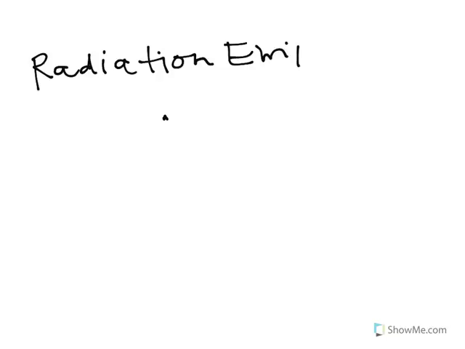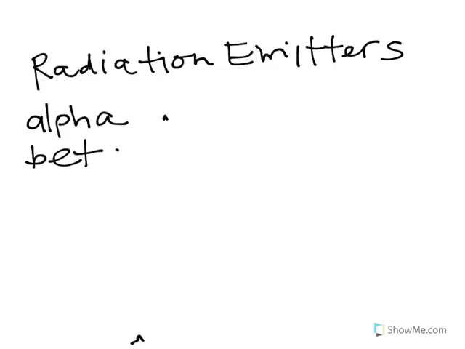So today we're going to talk about radiation, okay? If you guys know, there are different radiation emitters. I'm not sure if it's ERS or ORS, but do you know the different radiation emitters? There's alpha, and there is beta, and there is gamma.